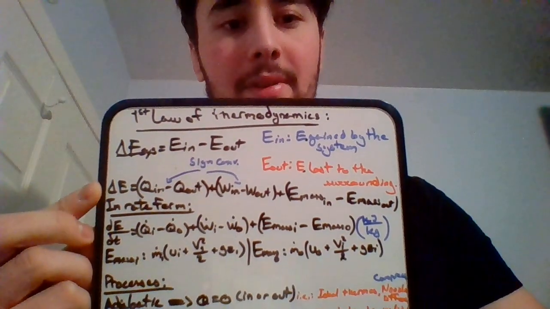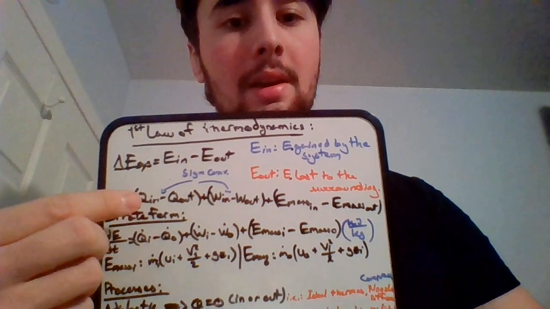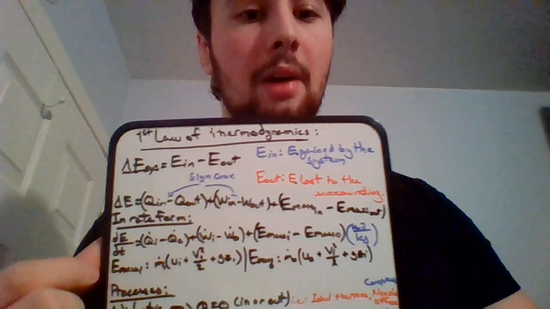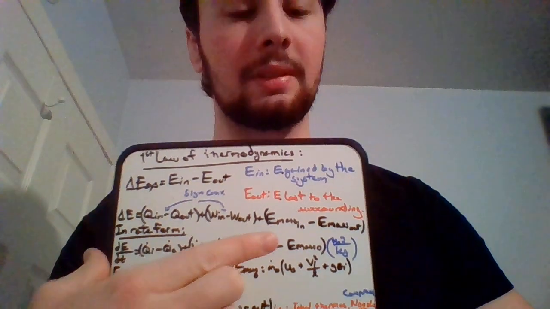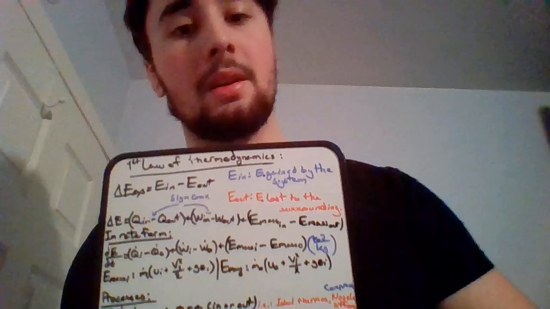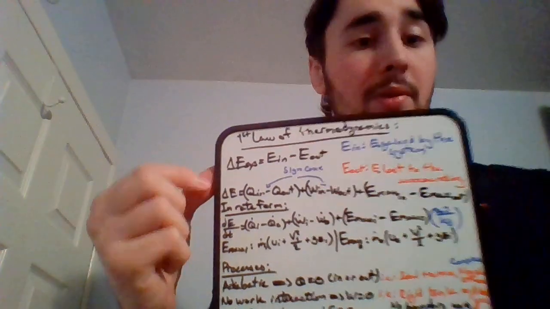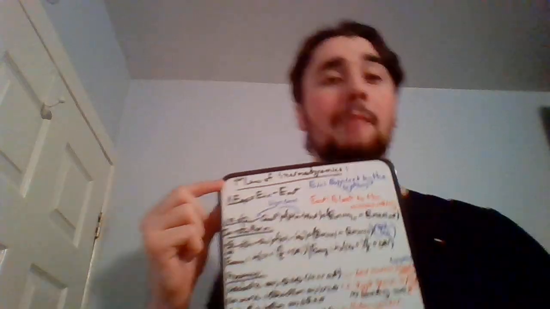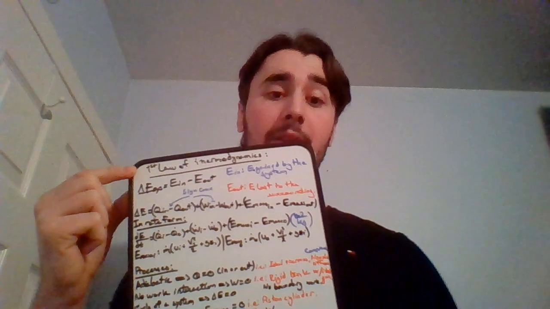The first law is written this way: delta E is Q in minus Q out plus W in minus W out plus E mass in minus E mass out. What these are: Q is heat transfer, W is work, and E mass is the energy carried by mass flow, which I'll explain in a second.